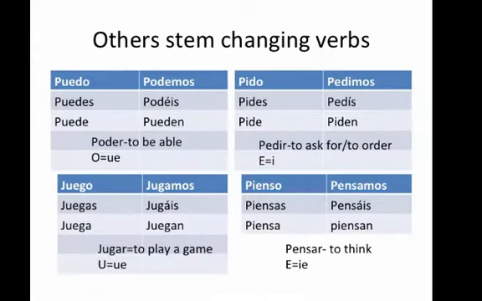Now look at the examples of stem changing verbs already conjugated. Poder, jugar, pedir, and pensar. Notice the stem change, the spelling change, in all forms except in the we and vosotros form, and notice how the ending stays the same as any regular verb. Stem changing verbs. That's what they look like.